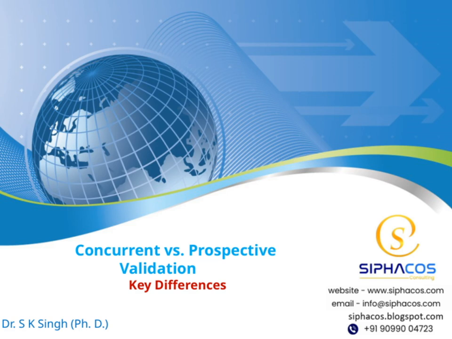Today's presentation is titled Concurrent versus Prospective Validation, with a focus on understanding the key differences between these two important approaches. We'll explore what each validation type involves, how they differ, and why these distinctions matter in our work. So, let's get started and dive into this interesting topic.